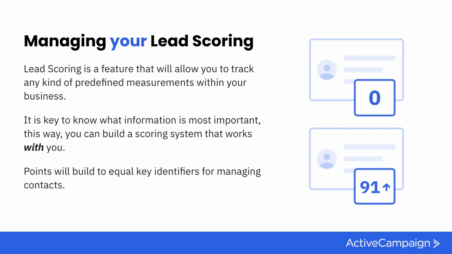It's going to give you an opportunity to build scoring systems around different measurements. Let's use engagement for an example. If a contact opens an email, you can build scores around that. If they interact with your content in any way that makes the most sense for you, you can also build scores around that. These will become key identifiers in letting you know how likely somebody is to either engage or convert or make a purchase based on the scoring system that you've created.